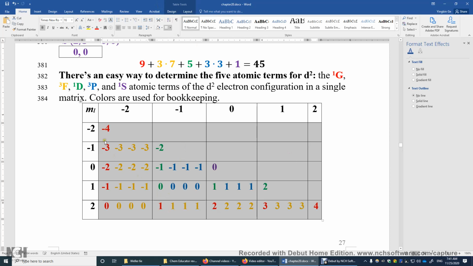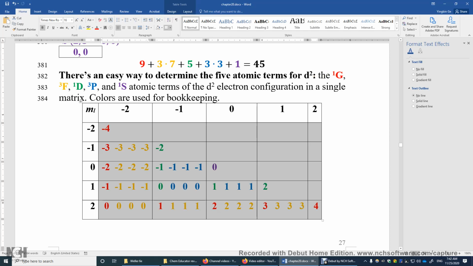And then you have this 1G, 3F, 1D, 3P, and 1S. You probably see the trend already. If you have s2 electron configuration, it's just 1S. Now if you have p2, 2 electrons in the p orbitals, you have 1S, 3P, 1D. What if you have the d2 electron configuration? 2 more atomic terms, 3F, 1G. Now what about the f2 electron configuration? Well, you need to add 2 more atomic terms, 3H and 1I.